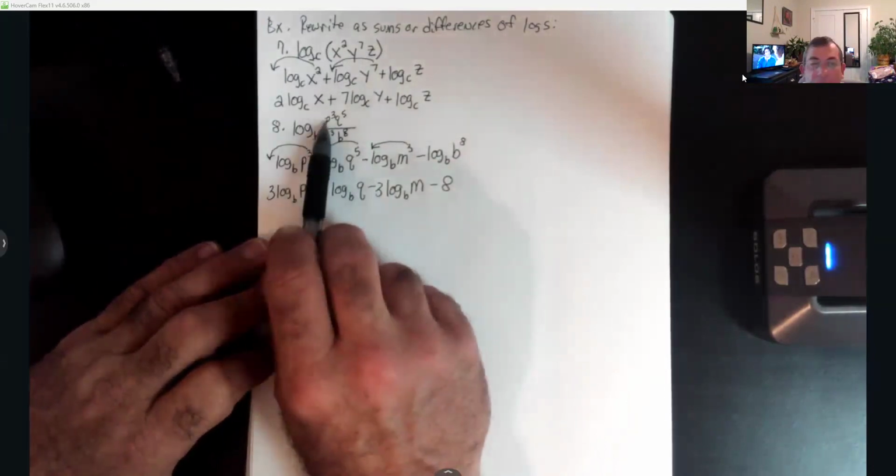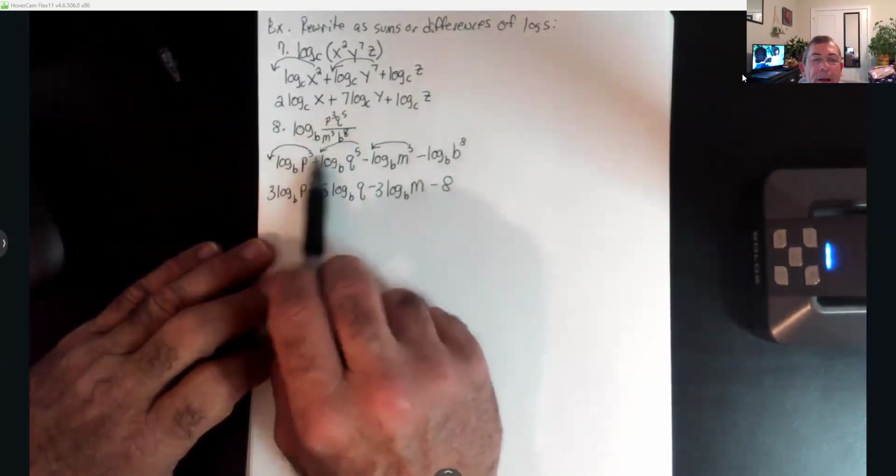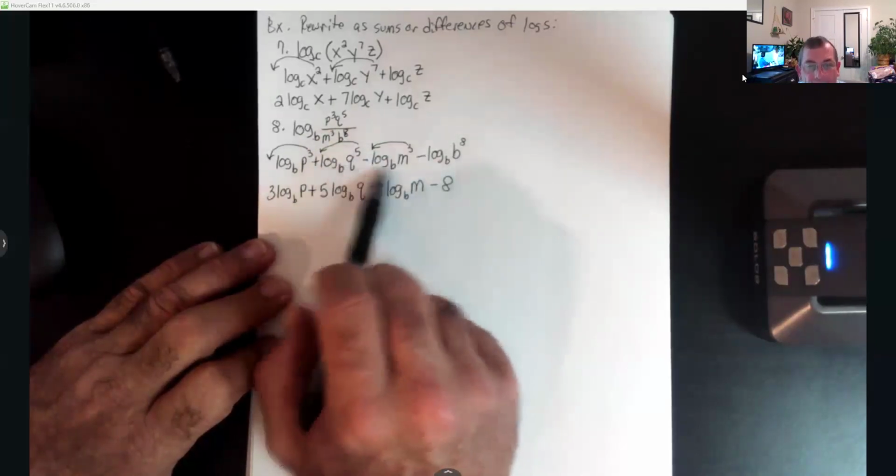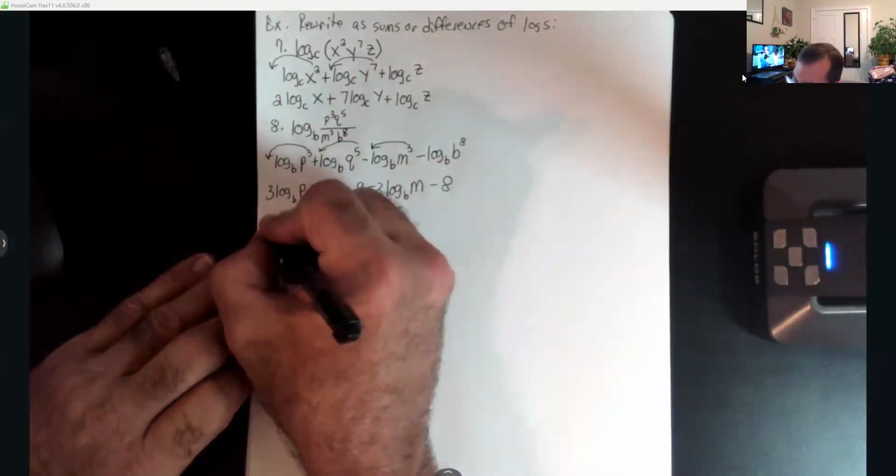All right, y'all, so remember, things on top of the fractions come out positive. If they're on bottom, that's all that minus stuff. They're negative, okay?